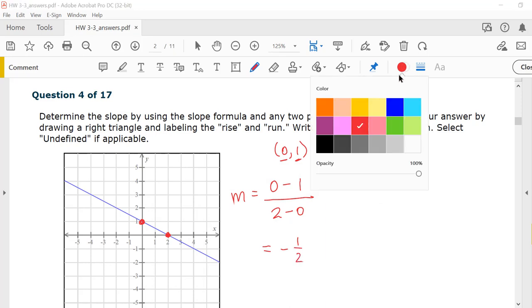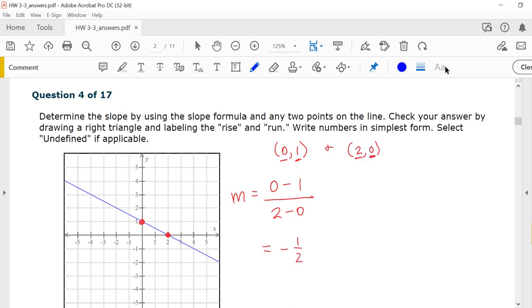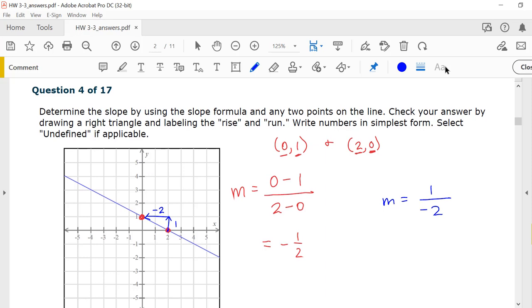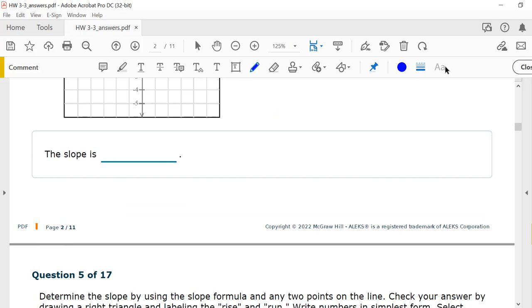Now if I do the triangle, starting here, I'm going to go up 2. Now I'm going to go left. Sorry, I went up 1. Sorry about that. I went up 1. I'm going to go left 2. Up 1, left 2. So left means negative, right? Up 1, left 2. My slope is negative 1/2.